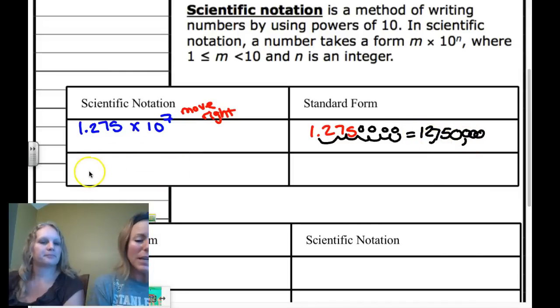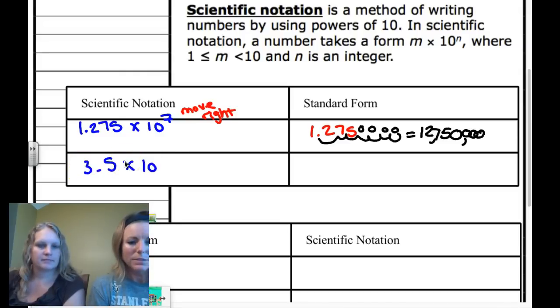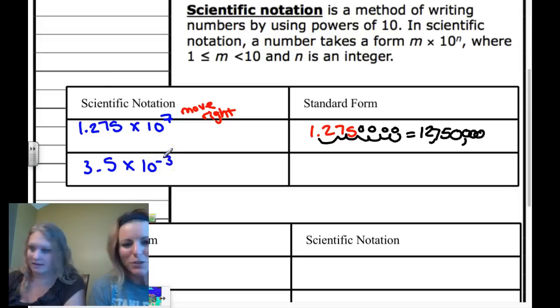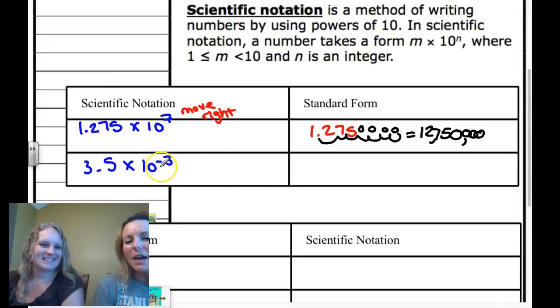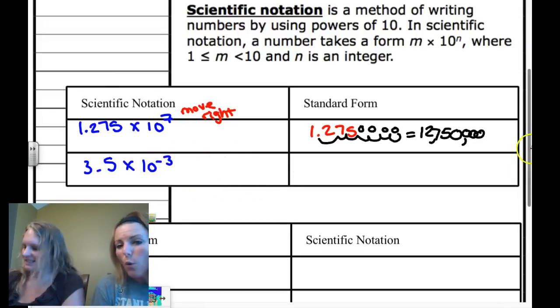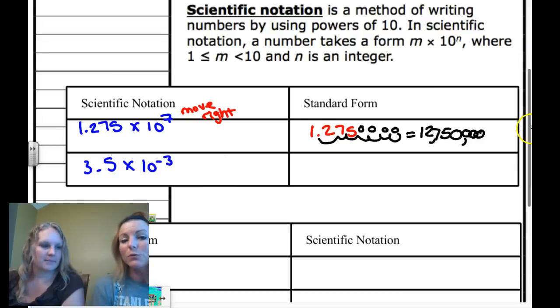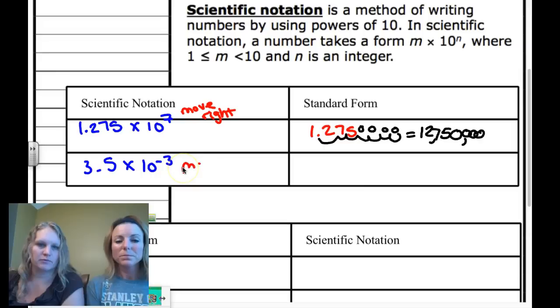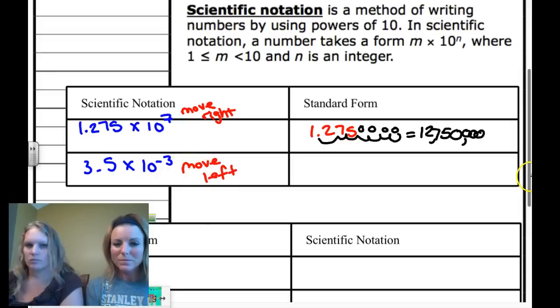Let's do another example. This time with a negative exponent. How about 3.5 times 10 to the negative 3? How about we make it a little easier this time, so we don't have to move it so much. So I'm going to move over a little bit on the standard form so we have room, because we're going to move our decimal to the left.